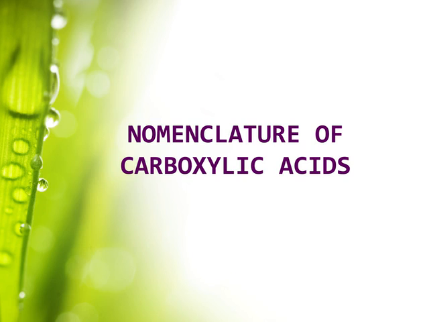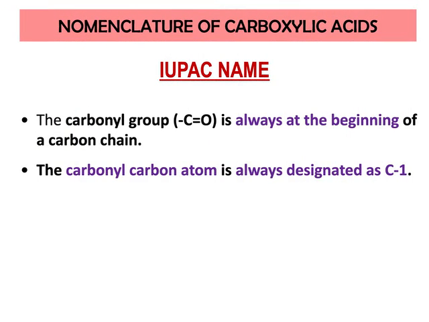So the first subtopic, we must learn about the nomenclature of carboxylic acid, which means we want to give a name to the carboxylic acid compound. The IUPAC name for the carbonyl group is always at the beginning of the carbon chain. So this is only focused on carboxylic acid. How to give the IUPAC name for this compound? First rule, the carbonyl group C double bond O is always at the beginning of the carbon chain, which is designated as carbon 1.